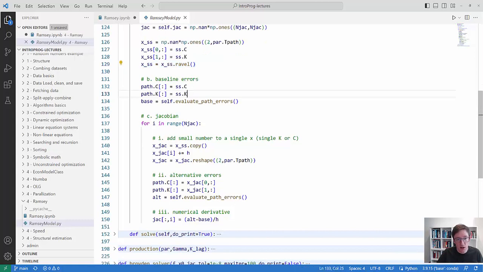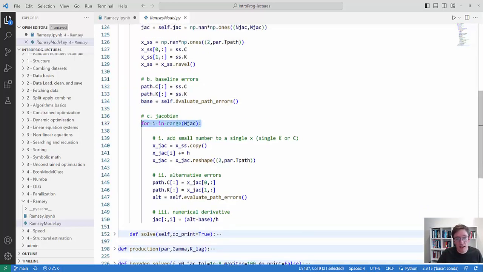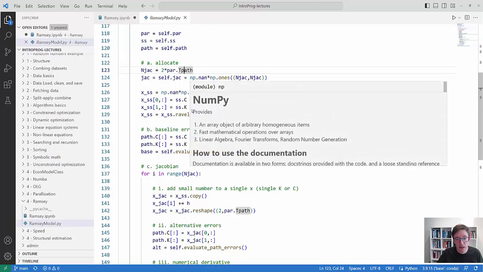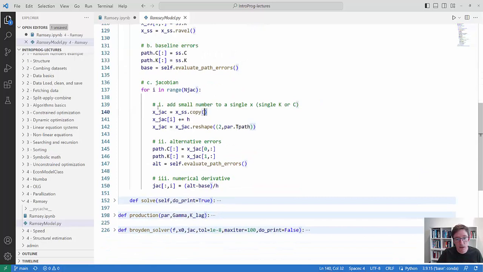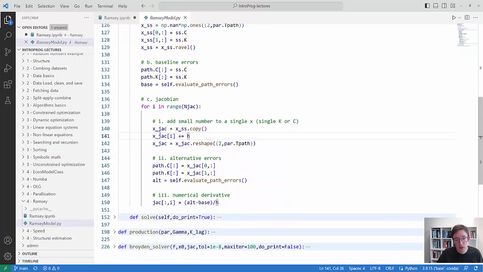Then we set our C and K equal to the values of C and K in steady state, and we evaluate what our base errors are. These should in principle be 0, but they're just very, very small numbers, so we have a baseline here. Then we loop through each possible variable that we could vary, so that's these 2 times capital T path, and each time we copy our X in steady state, and to the I index here we add a small number h, which I'm setting here to 10 to the power of minus 6.